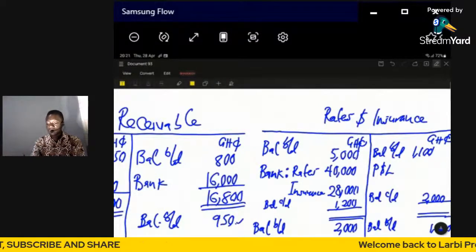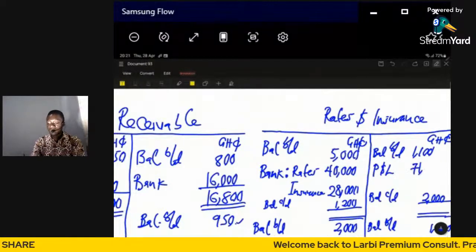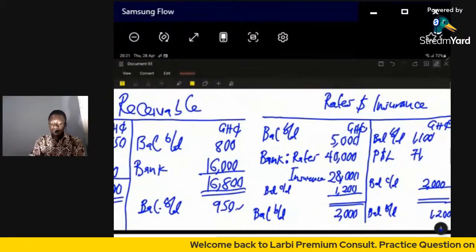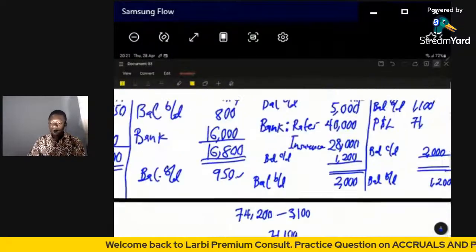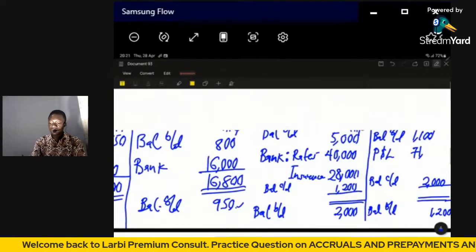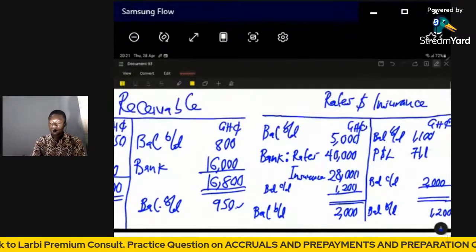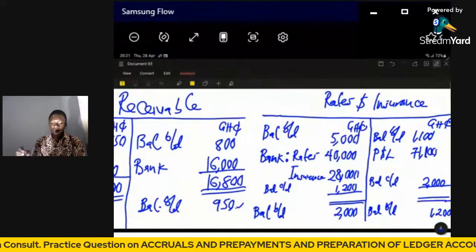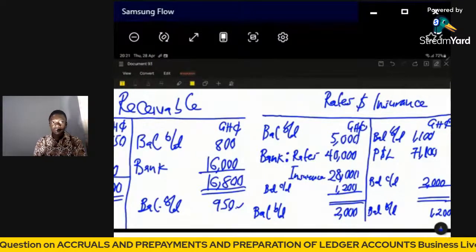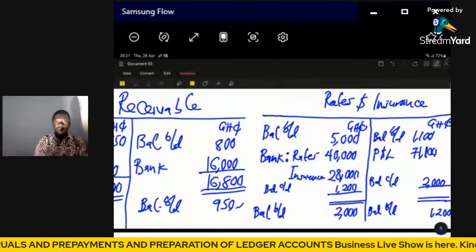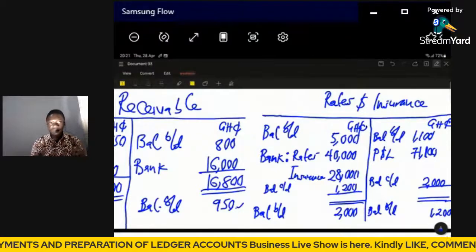So it's going to be 71,100. Come on, 71,100. And then we are done for rate and insurance. So at this point, any questions so far?